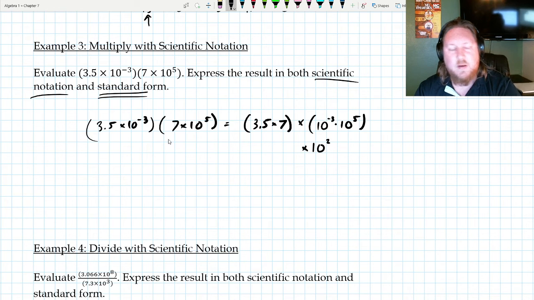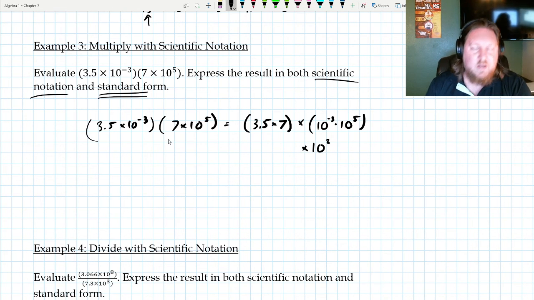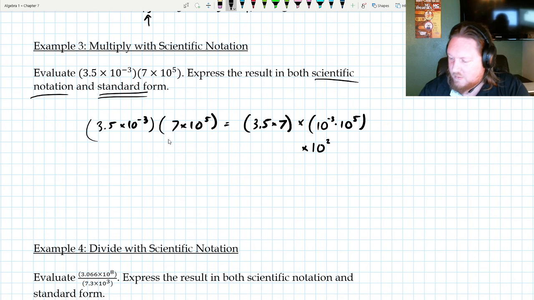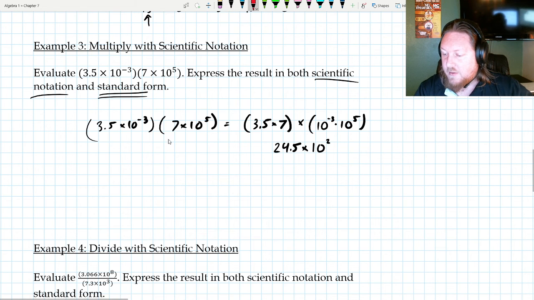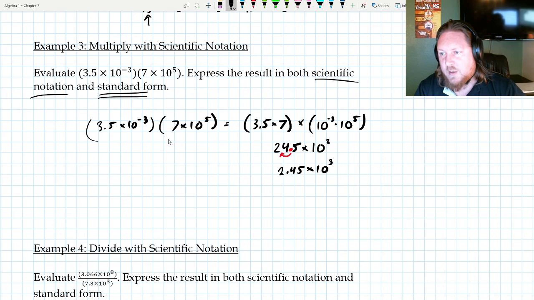And now all I have to do is have 3.5 times 7, and it should be somewhere in the 20s because 3 times 7 is 20, right? 3.5 times 7, I don't even know what I'm doing. It's 24.5. Again, you'll notice the decimal place is in the wrong spot. It needs to be moved over a smidge more to become 2.45 times 10, and I moved it to the left, so that raises the exponent 1 right there. So that is the answer in scientific notation.